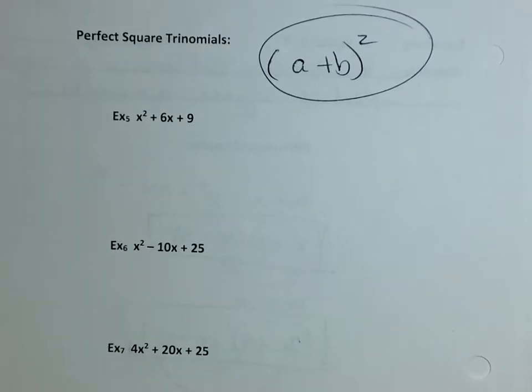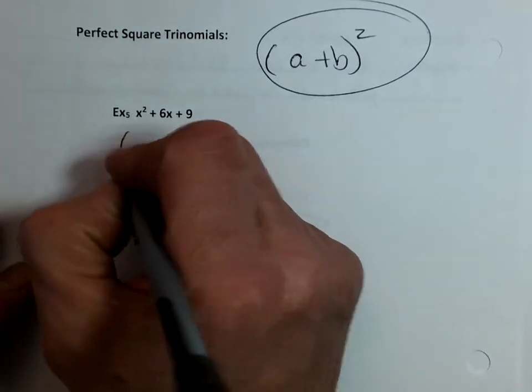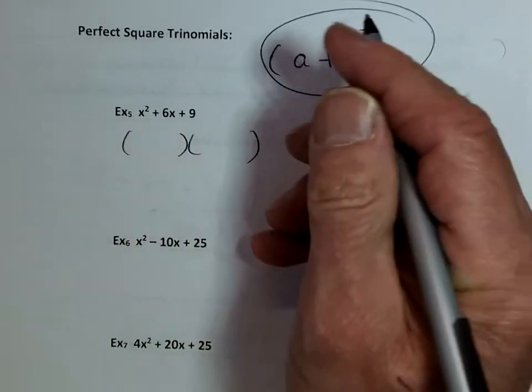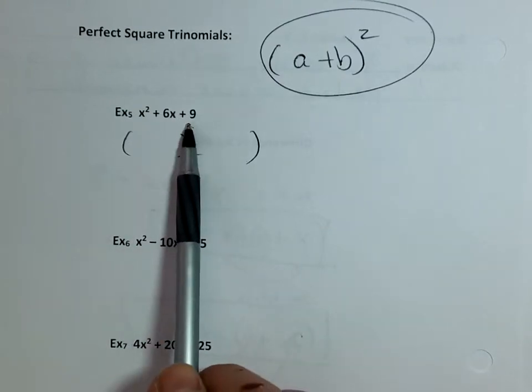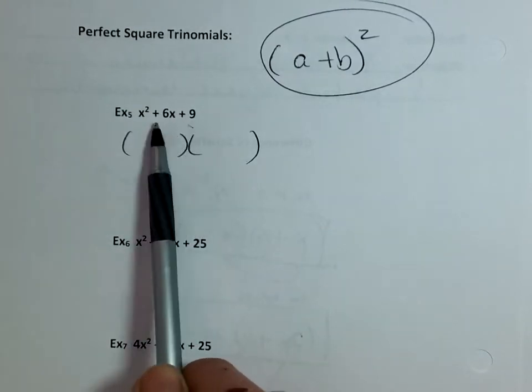Perfect square trinomials. X plus 3 squared. Let's see if you guys can see this right. Okay, so you ready? Parentheses, parentheses. This should be easy. So tell me, what times what makes 9 that also adds up to 6?